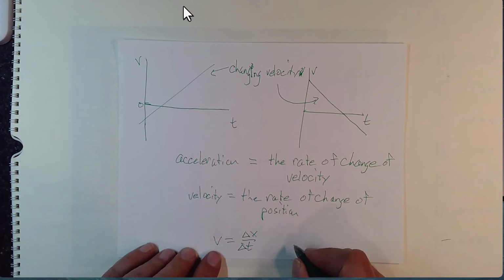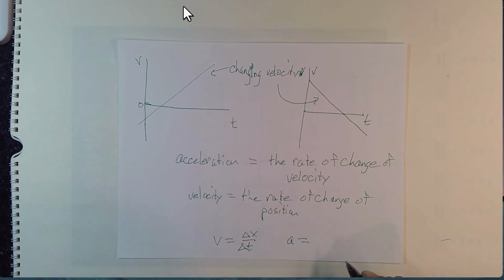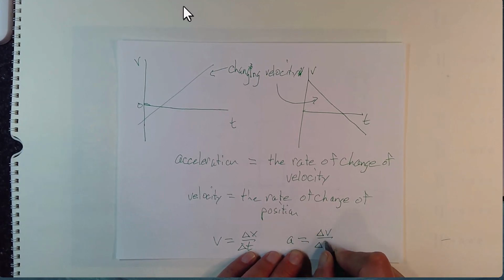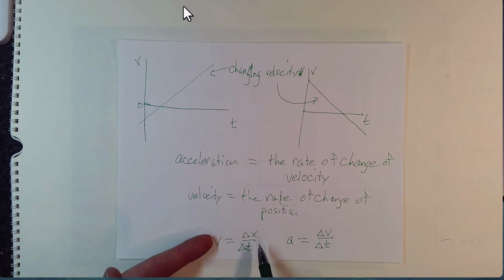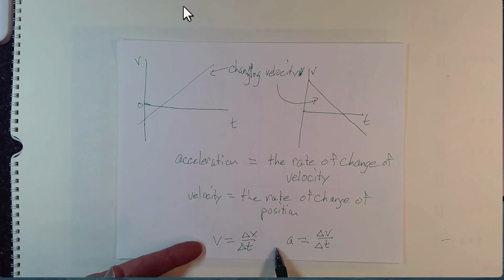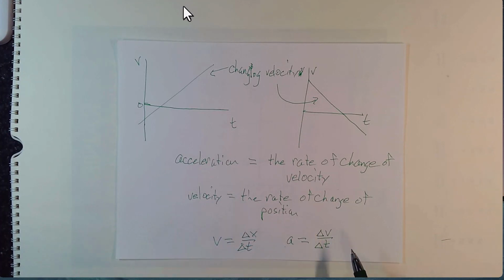For acceleration, which by the way we'll use the letter A for, that's the rate of change of velocity. And it'll be delta v over delta t. We could have a negative velocity if our delta x happened to be negative. We can have a negative acceleration if our delta v happens to be negative.